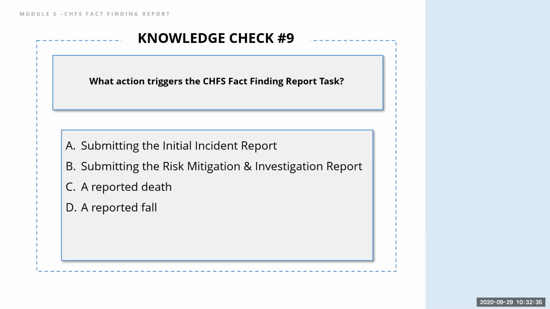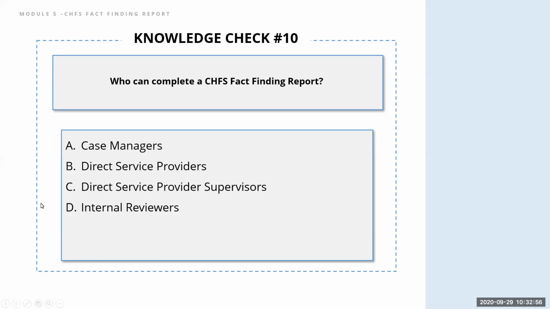All right, so we'll go ahead and we'll end polling at this point, and we'll bring up our correct answer, and we will share our results. So congratulations, about all of us got this correct, so awesome job, everyone. And that is C, a reported death, right? So that is what would trigger the CHFS fact-finding report task. So we'll stop sharing results, and we will move on to our next knowledge check question.